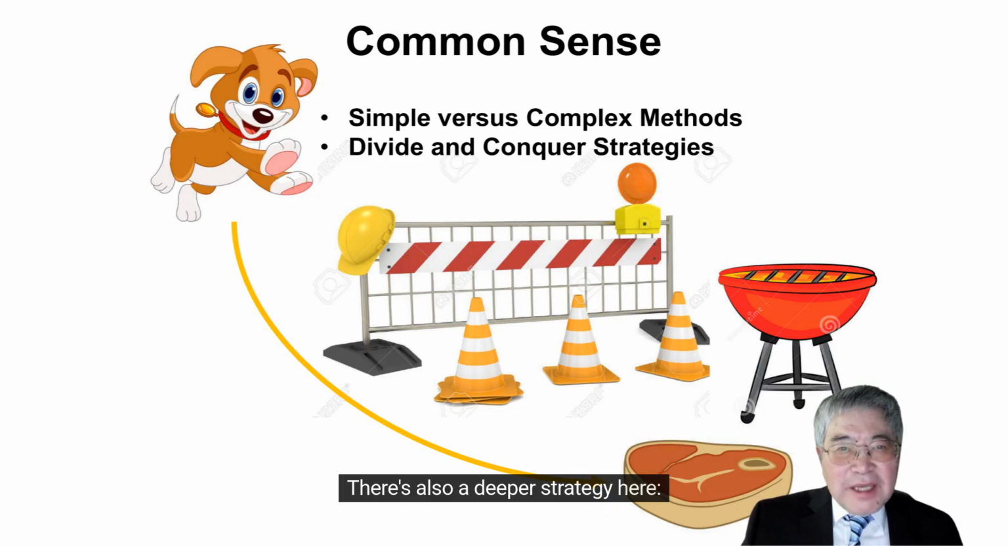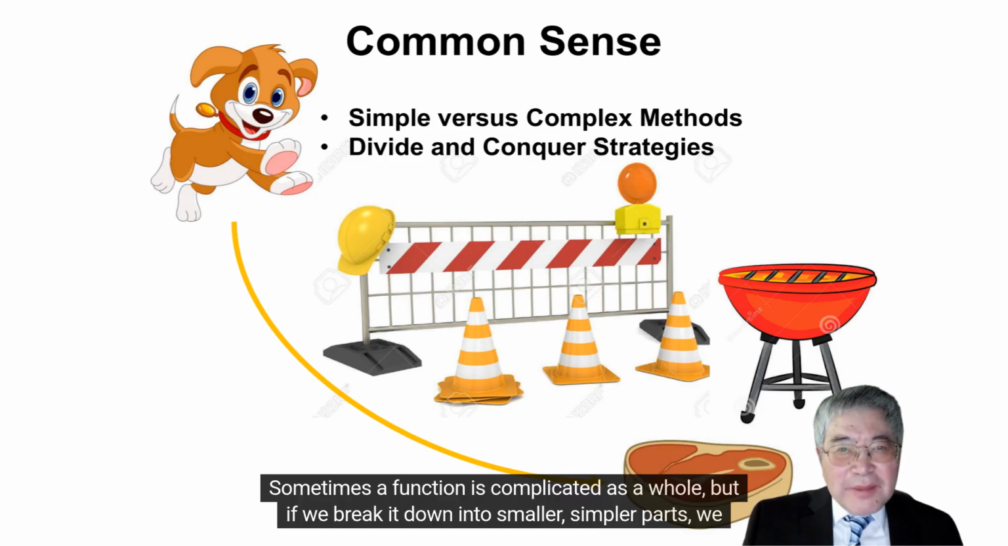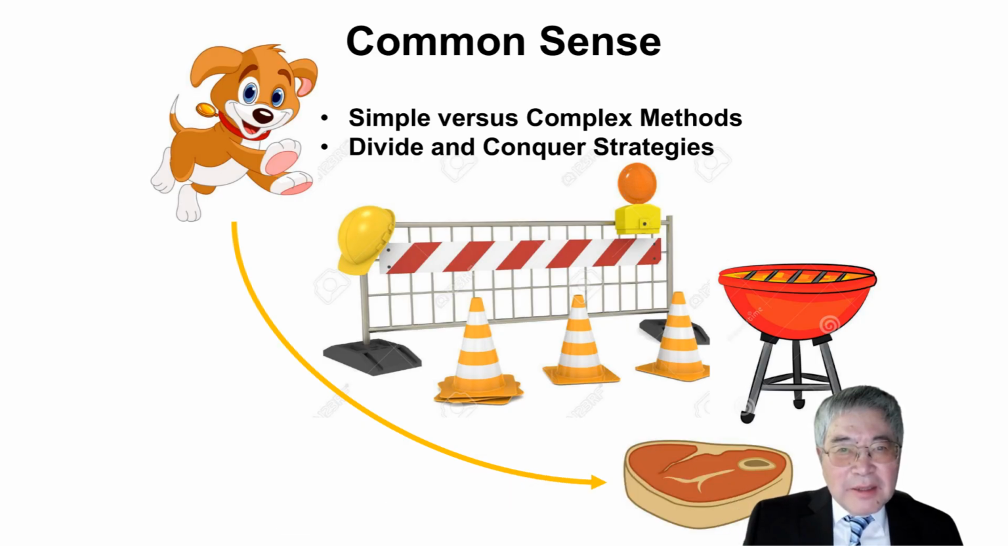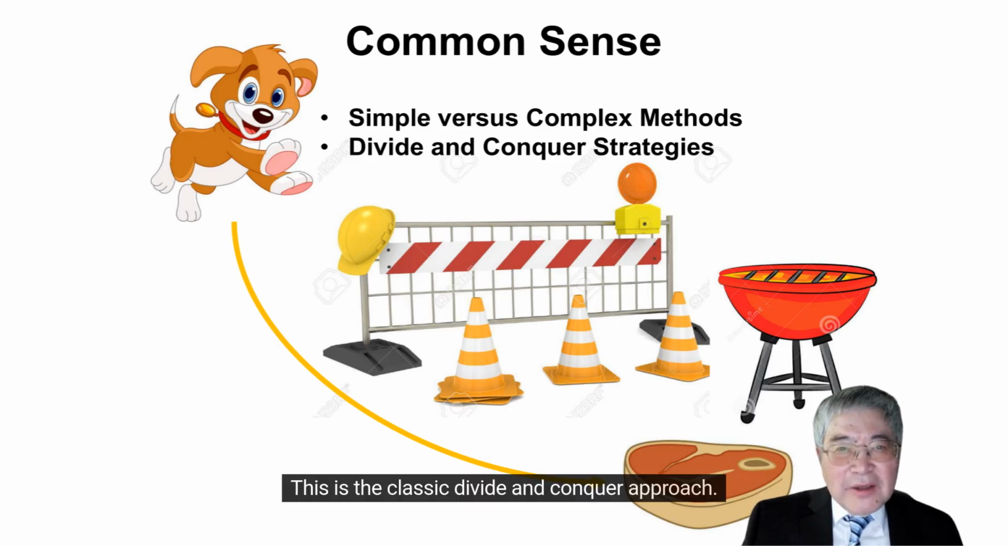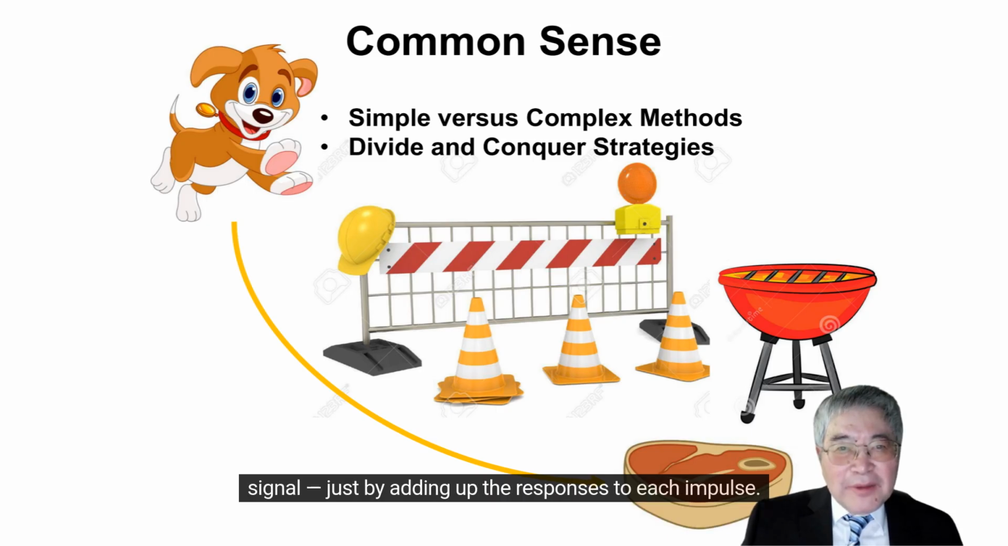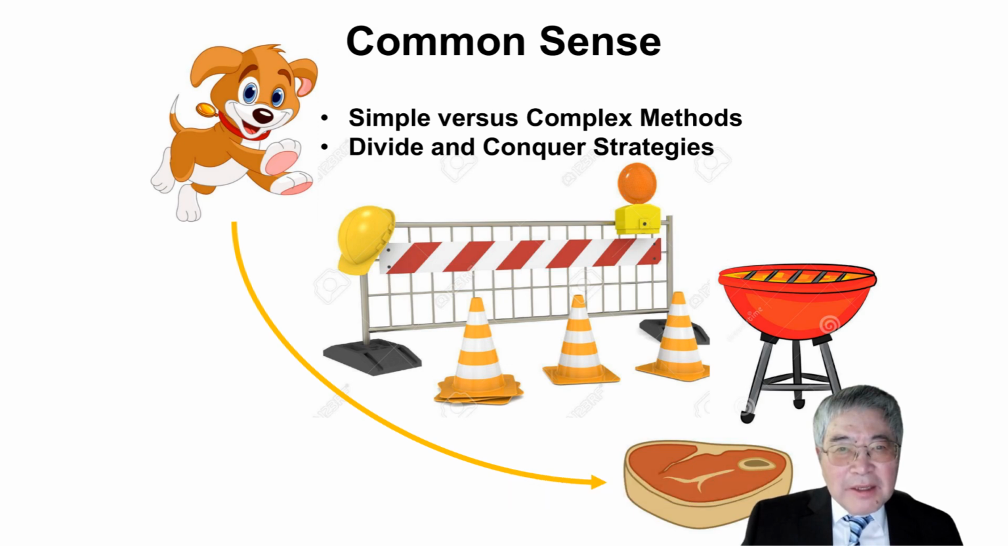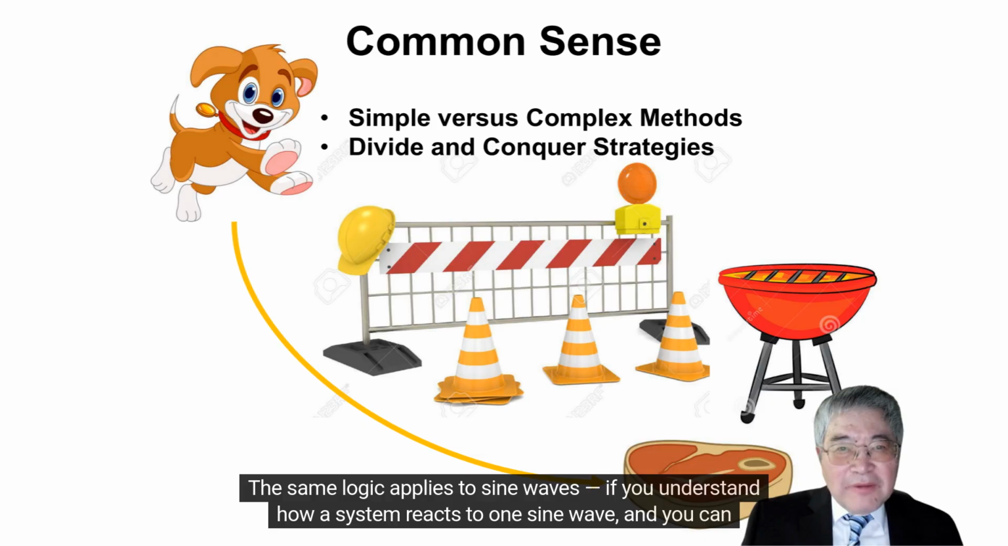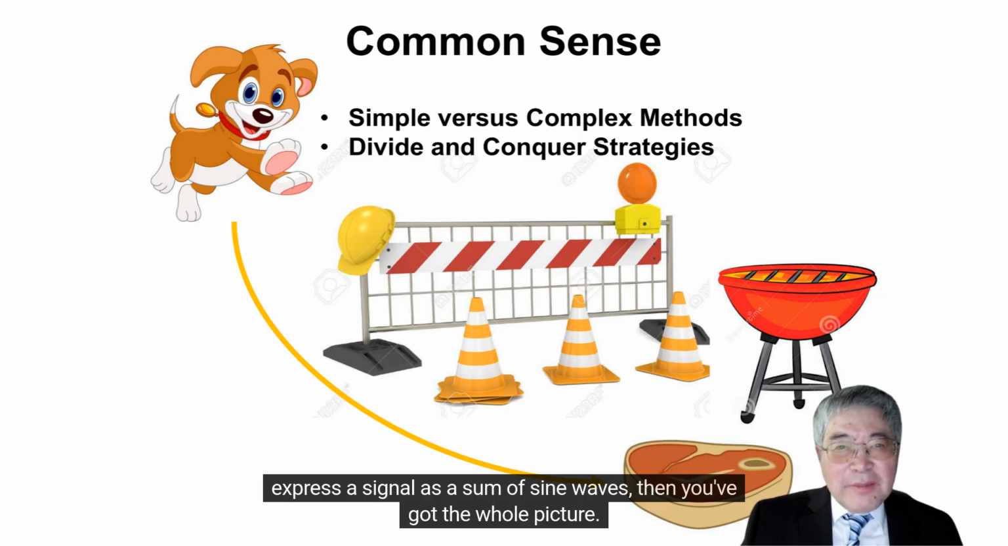There's also a deeper strategy here. Sometimes a function is complicated as a whole, but if we break it down into smaller, simpler parts, we can understand it better. This is the classic divide and conquer approach. We've already seen this with impulse decomposition. If you know how a system responds to a single impulse, then you can figure out how it will respond to a complicated signal just by adding up the responses to each impulse. The same logic applies to sine waves. If you understand how a system reacts to one sine wave, and you can express a signal as a sum of sine waves, then you've got the whole picture.